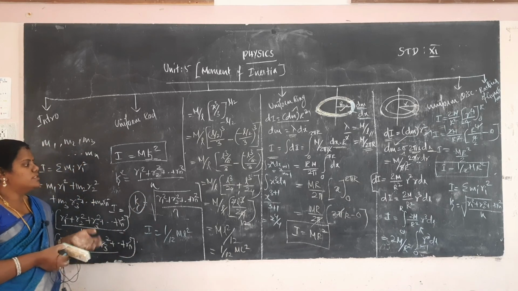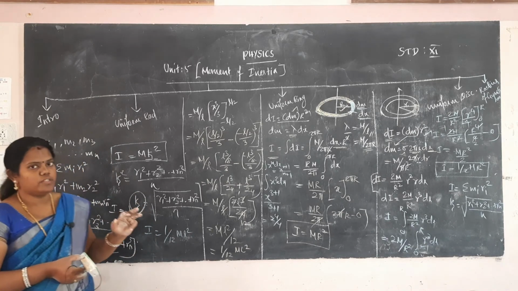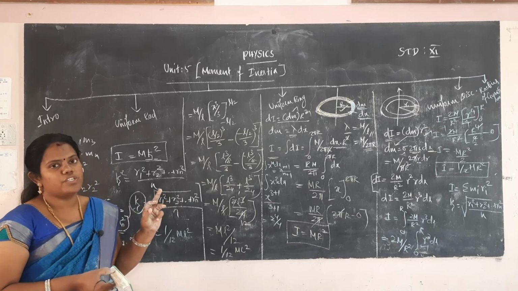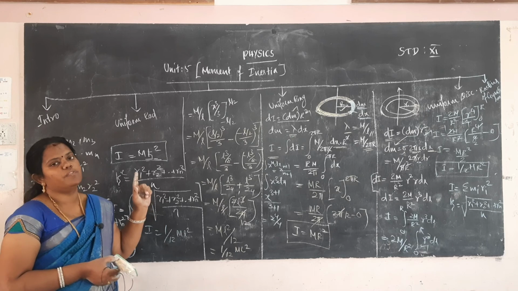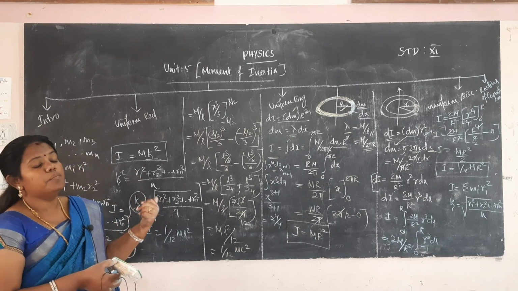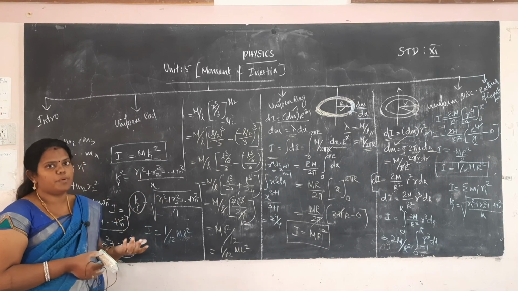So in today's session I explained what the moment of inertia is, how to calculate the moment of inertia of a uniform rod, the moment of inertia of the ring, the moment of inertia of the uniform disc, and then how to calculate the moment of inertia of an irregular shaped object.